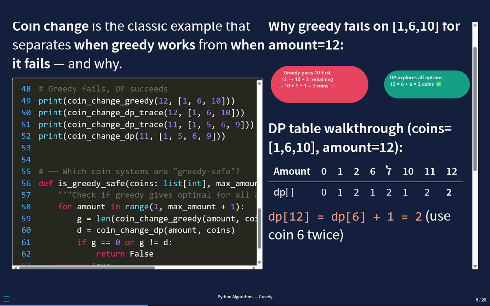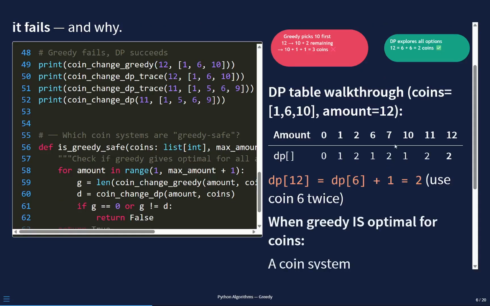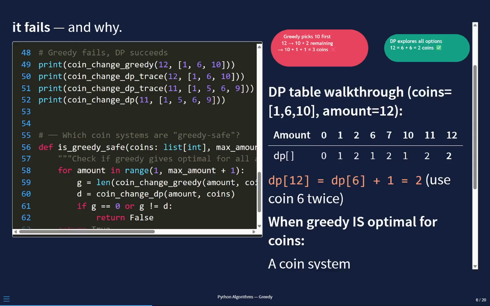The DP solution builds a table where DP[A] is the fewest coins to make amount A. Base case, DP[0] equals 0. For each amount from 1 upward, try every coin. If that coin fits, check whether DP[A minus coin] plus 1 beats the current best.